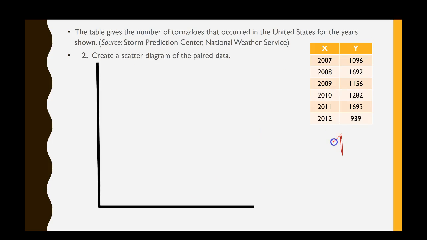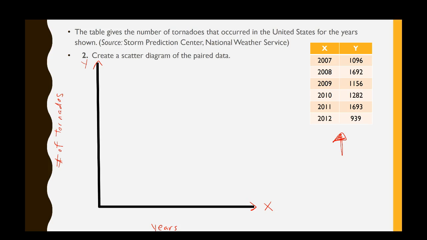Now that we have our ordered pairs, our second step is to create the scatter diagram of the paired data. We have this first quadrant of our XY coordinate system, so we're going to create this right here. Start with your X, and this is my Y. Down here we have years, and then we have number of tornadoes.